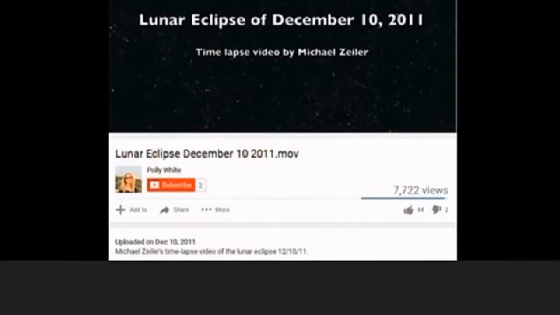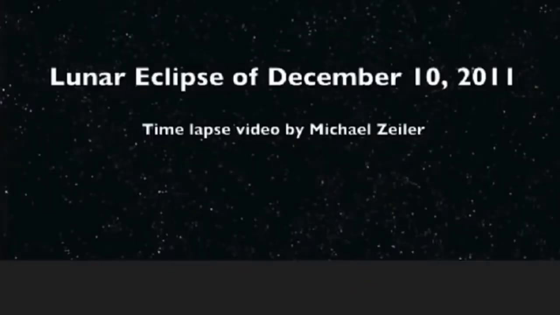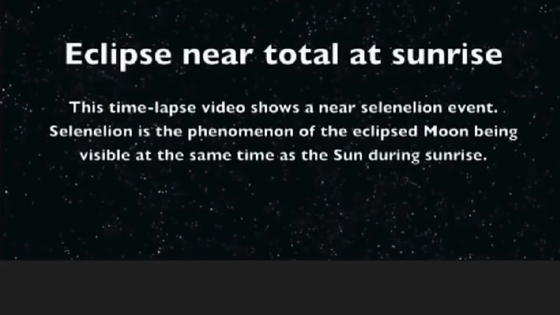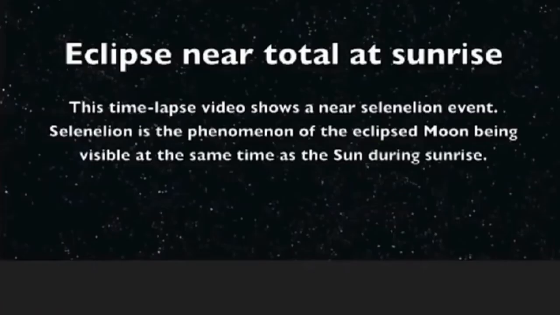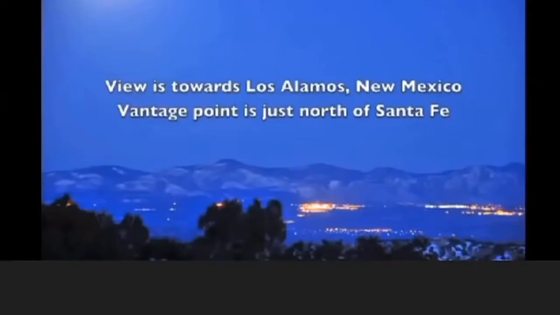Okay, let's take a look at the actual footage itself. Start from the very beginning. Let me back up here a little bit. Let me pause here. It talks about the phenomenon of this eclipse. It's called the Selenelion event. Now let's take a look. Go to this part right here.